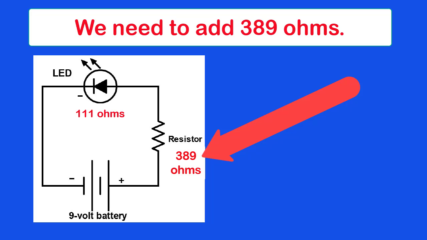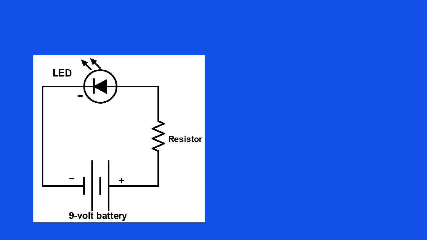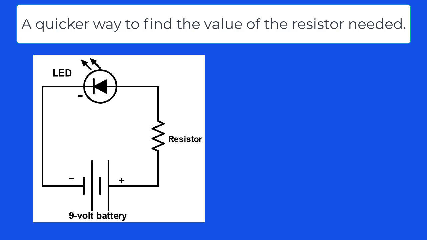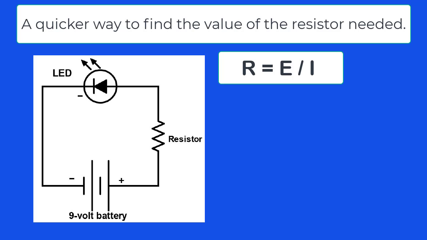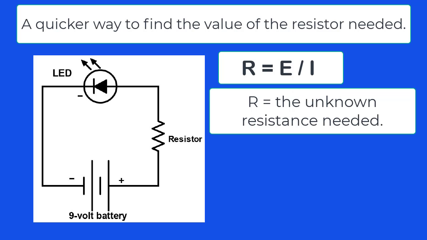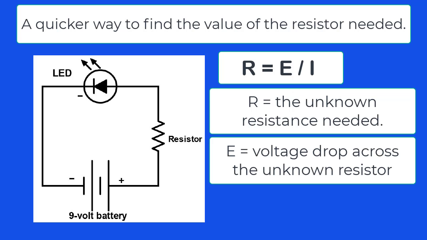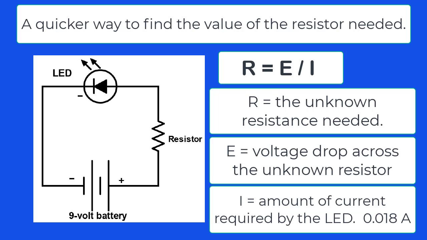Well, that's one way to find the correct resistor value to put in series with the LED and a battery. Now let me tell you a quicker way to determine the value of the resistance needed in the circuit with an LED. It would be to use this formula. R equals E divided by I, where R is the unknown resistance needed, E is the voltage drop across the unknown resistance, and I is the amount of current allowed in the circuit.